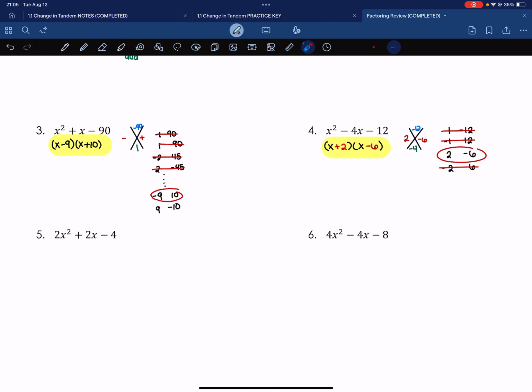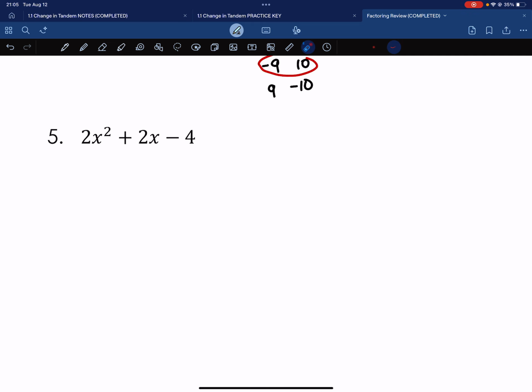Okay, now when we look at the next one, notice when we ask ourselves, is there a number in the spot of A other than 1? The answer is yes. So since there's a number in that spot, now we have to do an additional step. In this case, notice that all 3 of my numbers are divisible by 2. So we can factor out a 2, which is like us just dividing each term by 2.